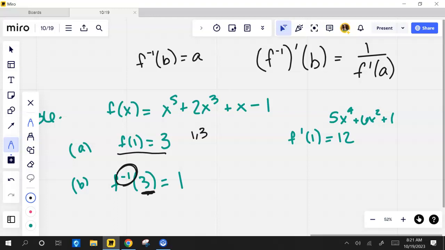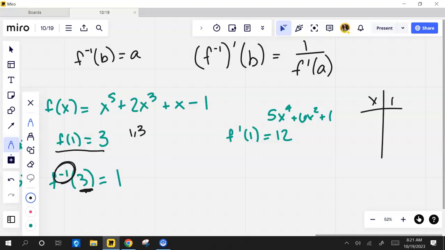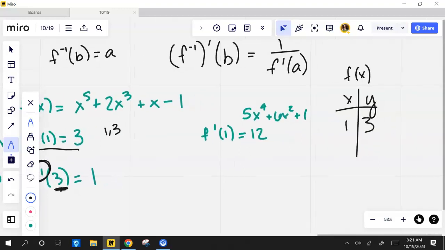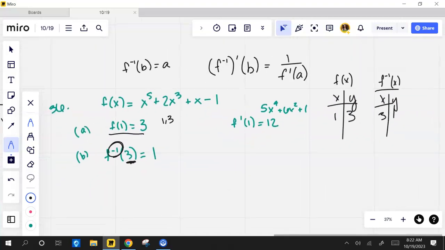Negative 1. Yes. Because if this is f of x, right? And the point here is 1, 3. Then if I do the inverse of f of x, it's 3, 1. So that's what this is asking me. This is saying, what is the inverse at 3? Well, the inverse at 3 is 1. Because of that negative 1.